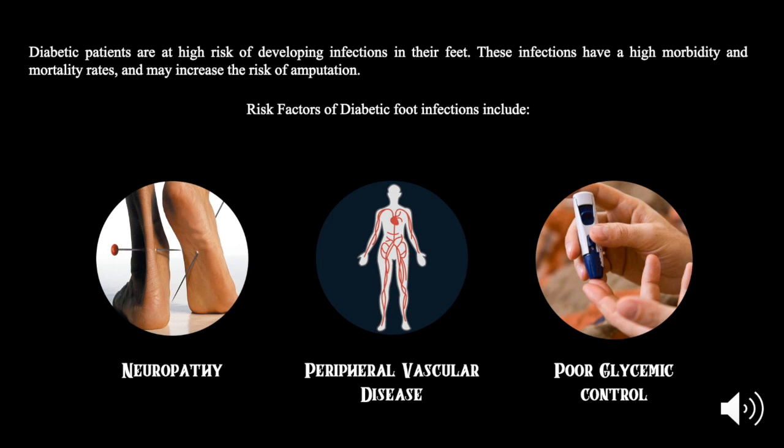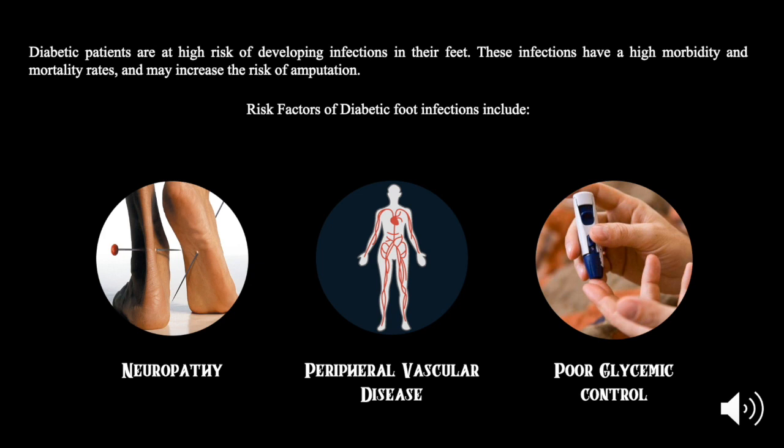Now, the next risk factor of developing diabetic foot infections is peripheral vascular disease. We all know that blood is very important because it contains immune cells that help in fighting infections. If you have peripheral vascular disease, this means that you have impaired blood flow necessary for healing ulcers and infections. So, this risk factor leads to increased infections.